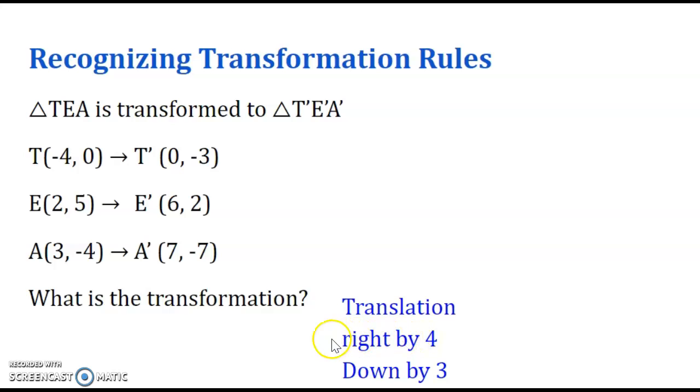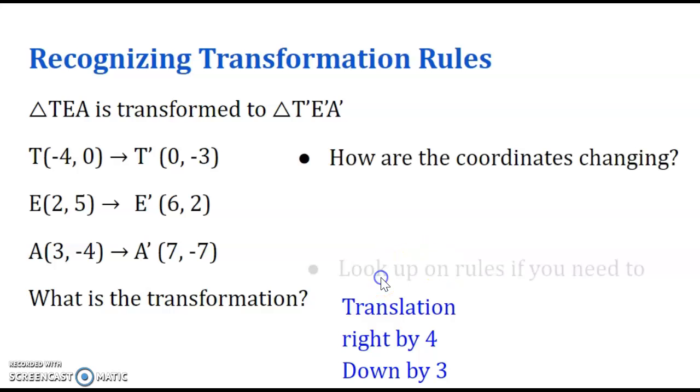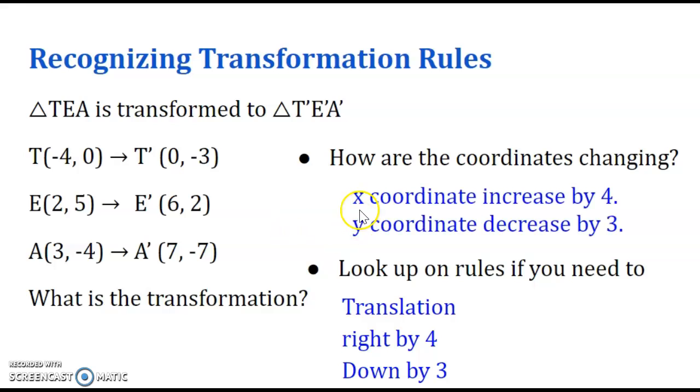Okay? So 0 became negative 3, and 5 became 2, and negative 4 became negative 7. What's the pattern here? It decreased by 3. 0 became negative 3. So it's a translation down by 3 units. So how are the coordinates changing? And look up the rule if you need to. So the x coordinates increased by 4 and y coordinates decreased by 3.